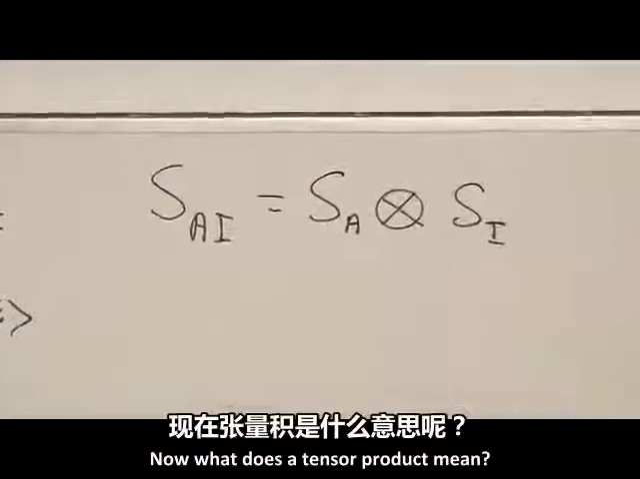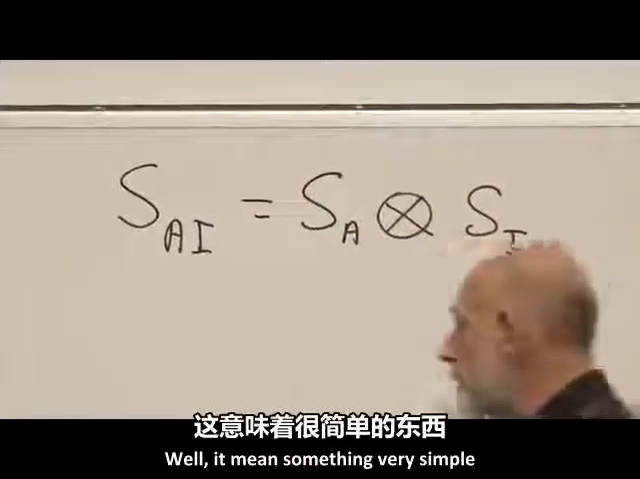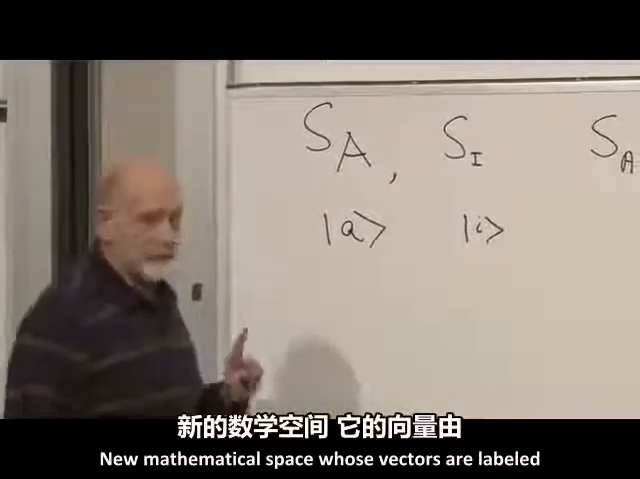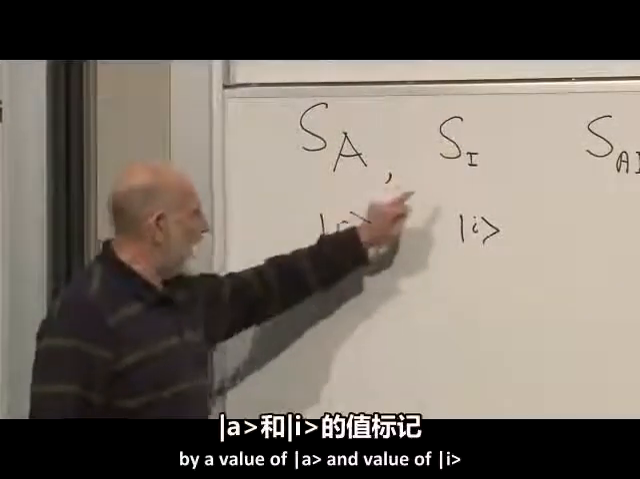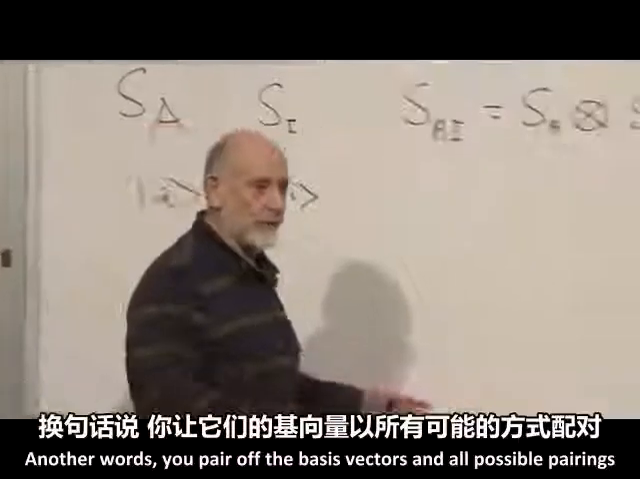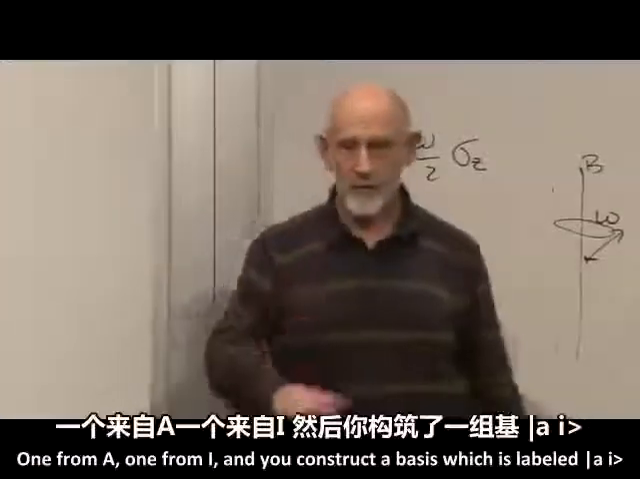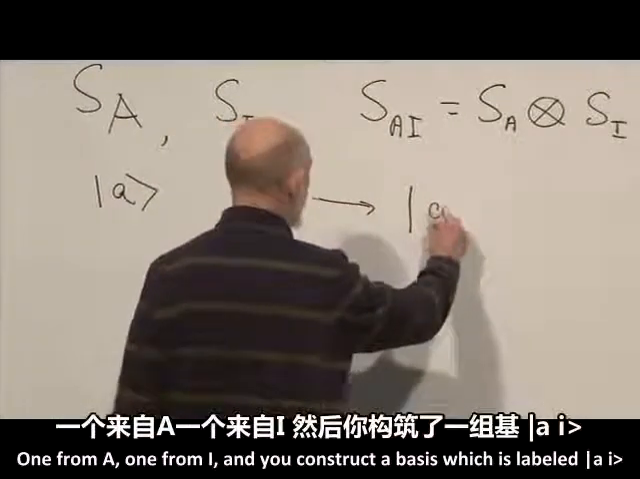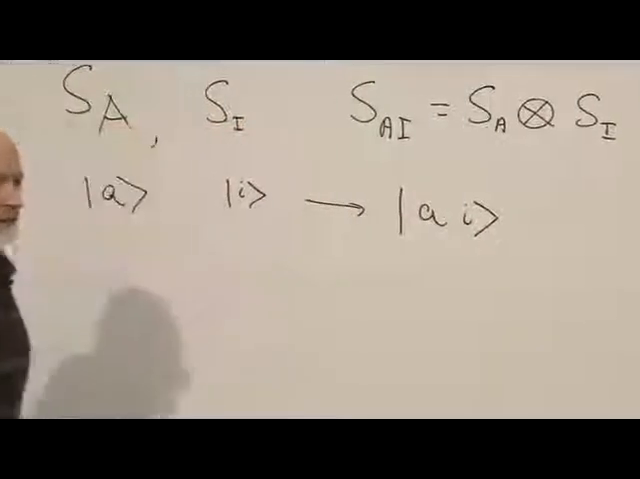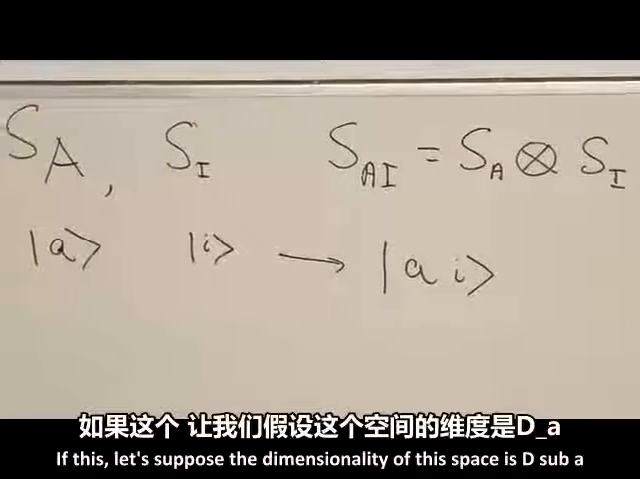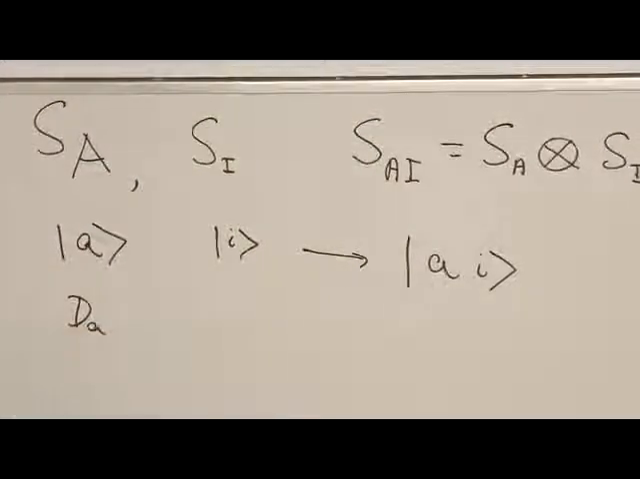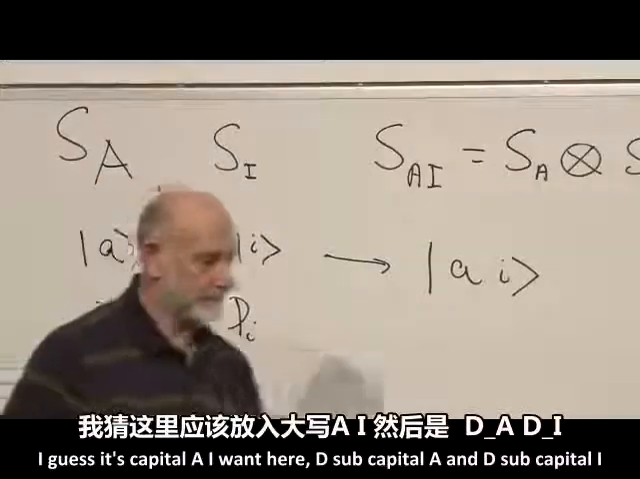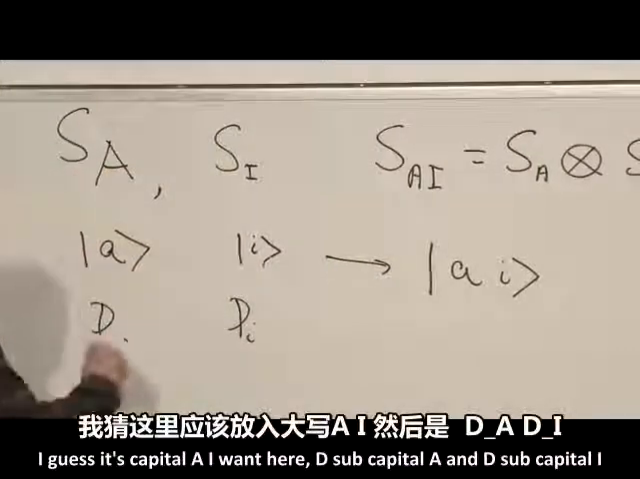Now, what does a tensor product mean? Well, it means something very simple. It means you construct a new mathematical space, whose vectors are labeled by a value of A and a value of I. In other words, you pair off the basis vectors in all possible pairings, one from A, one from I, and you construct a basis which is labeled AI. Let's suppose the dimensionality of this space is D sub A, and the dimensionality of this space is D sub I.